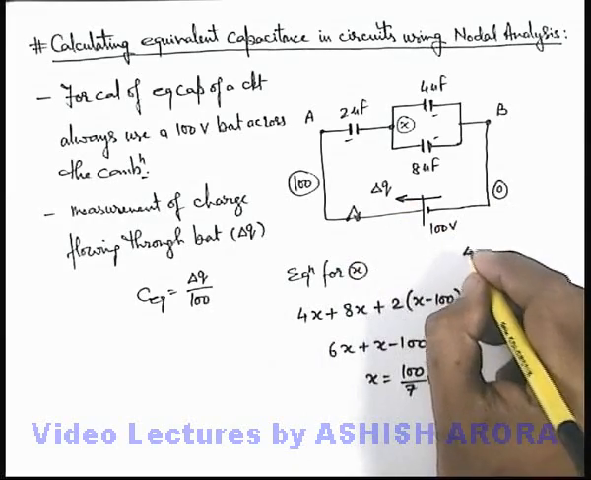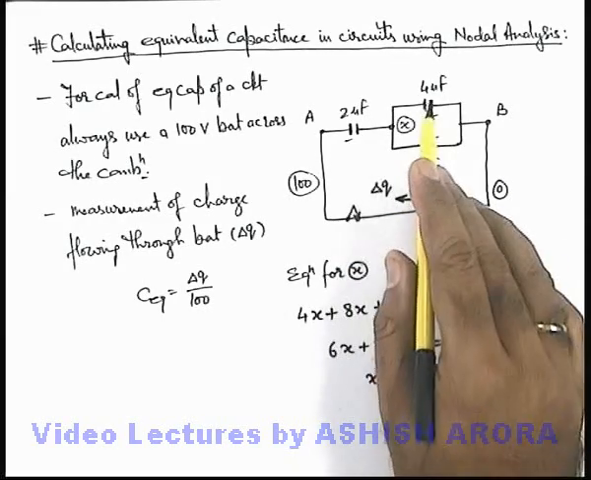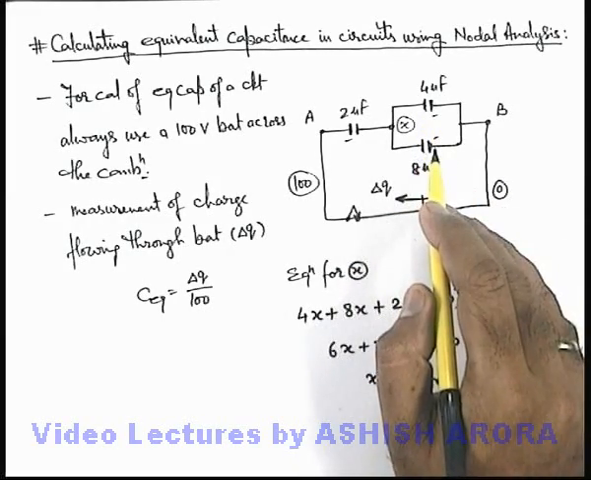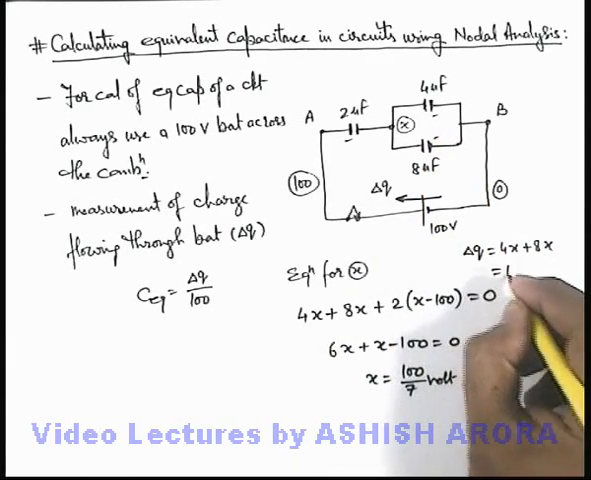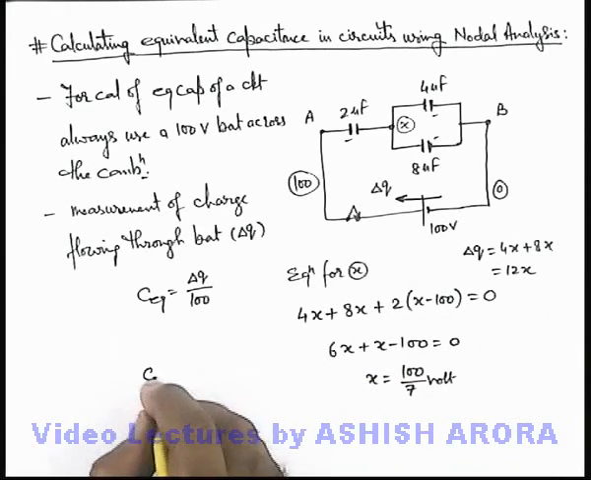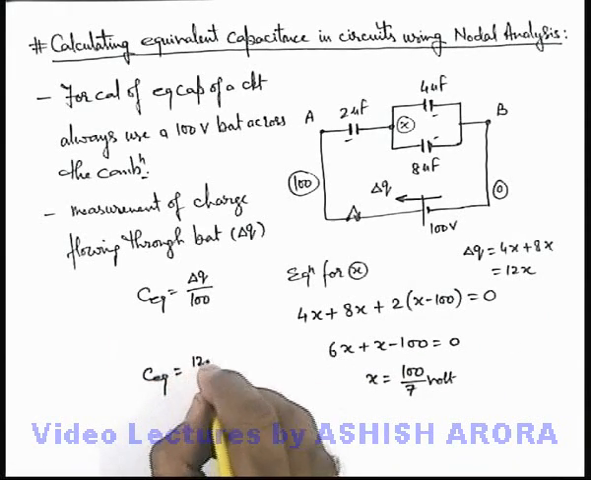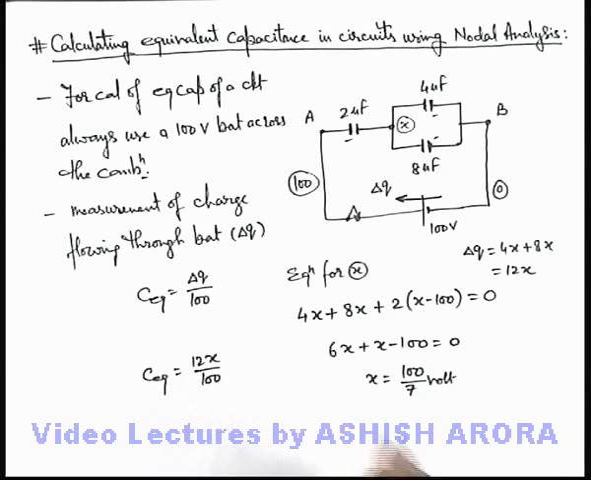The amount of charge delta Q I can write as the sum of the charges on these two capacitors. So this will be 4x plus 8x, which equals 12x. So I can write the value of C equivalent as 12x by 100, where I can substitute the value of x as 100 by 7. So this will be 12 by 100 multiplied by 100 by 7, which results in 12 by 7, and units would be microfarad. That will be the answer to this problem.